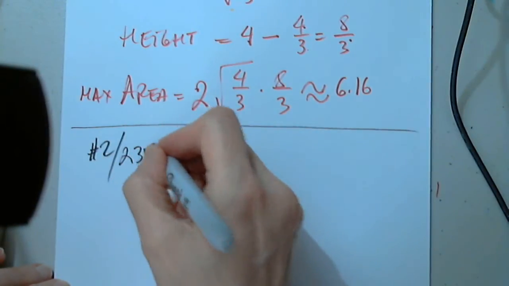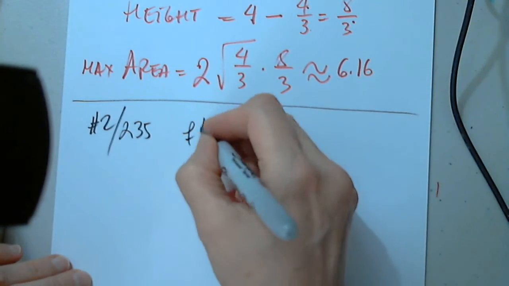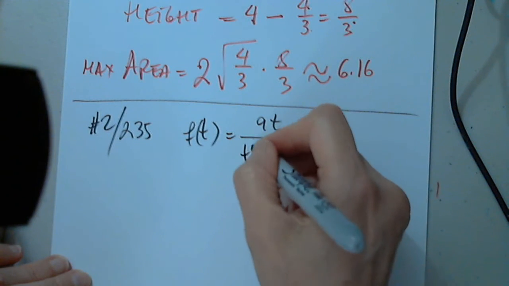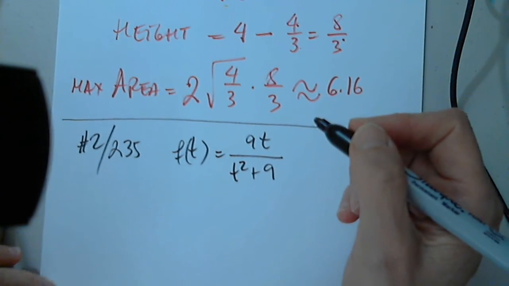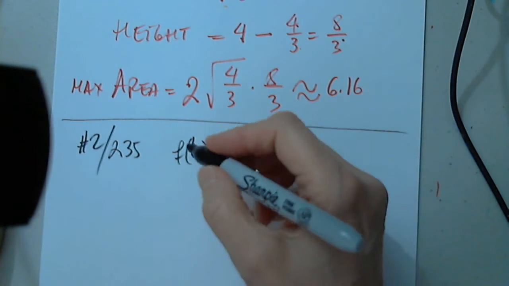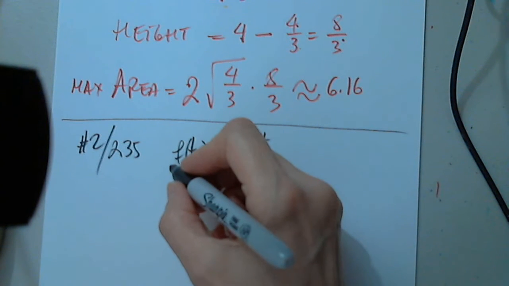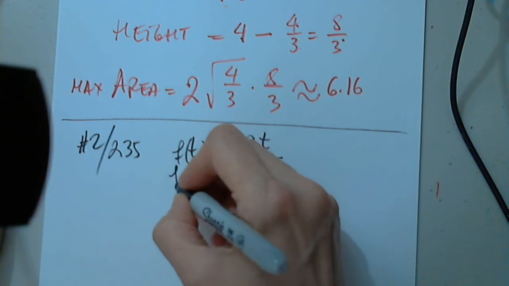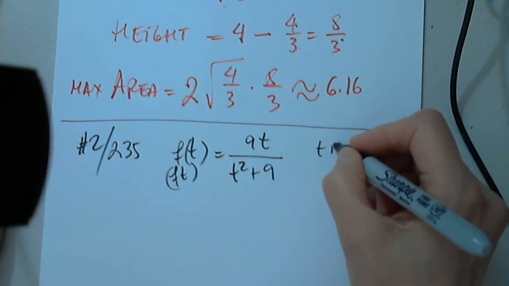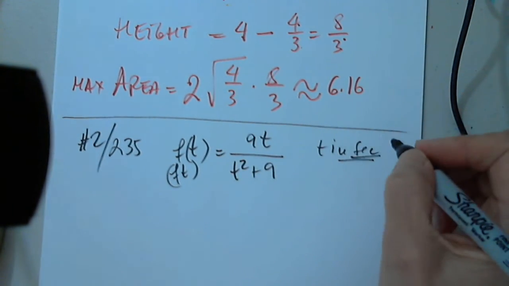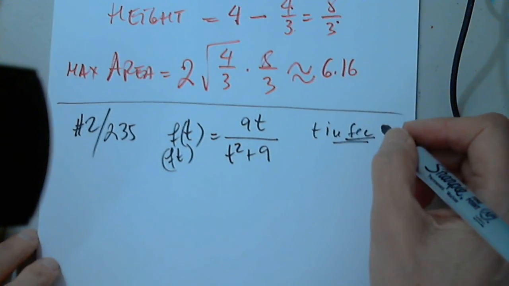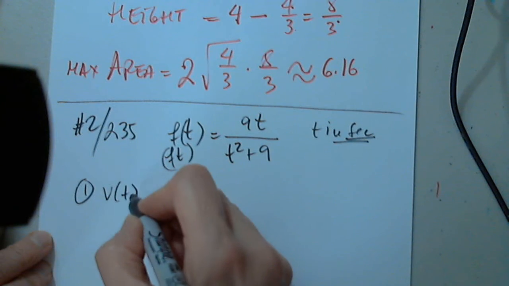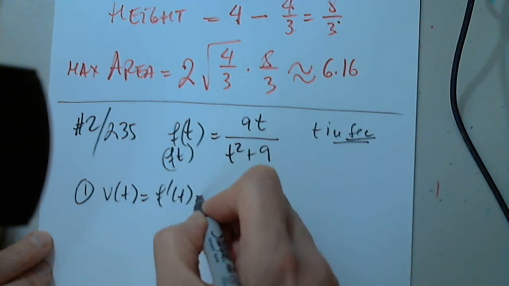235. And that is f of t, 9t over t squared plus 9. Perfect. And first question, so just remember that the function is in feet and t in seconds. I cannot forget that. I have to write them down. Find the velocity. So the velocity of t will be f prime of t.